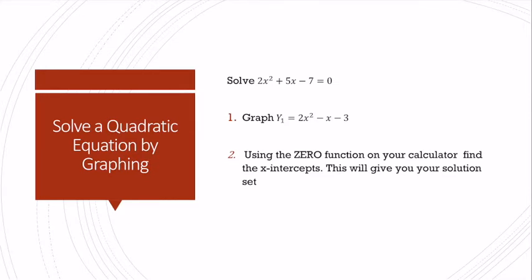So if I want to solve a quadratic equation by graphing, what I'm going to do is I'm going to go ahead and graph 2x squared minus x minus 3. And then I'm going to use the 0 function. That 0 function helps us find the x-intercepts, and that's going to give us our solution set. Remember, the x-intercepts are also sometimes called the roots of the polynomial.